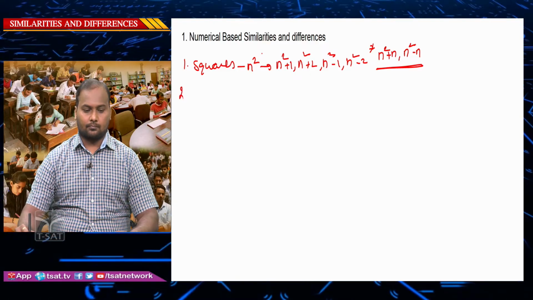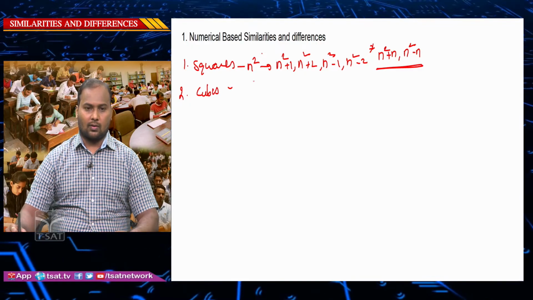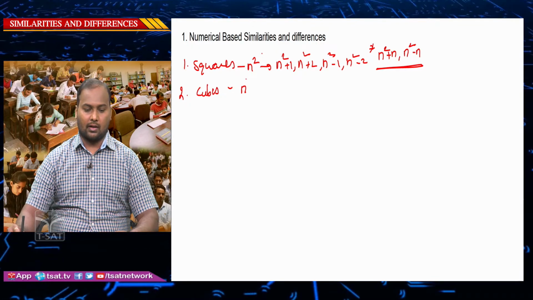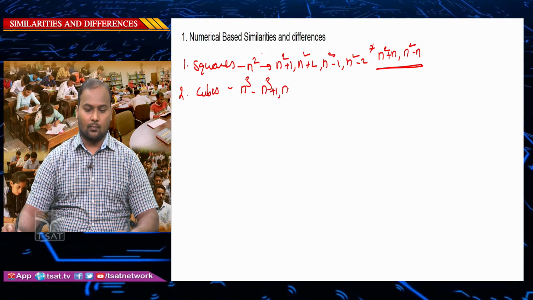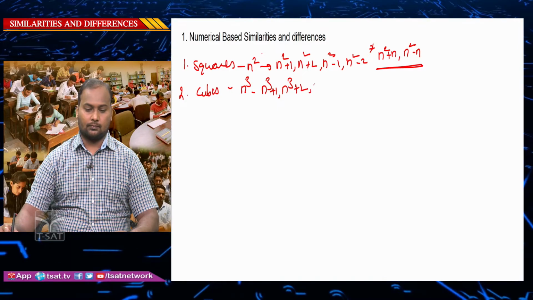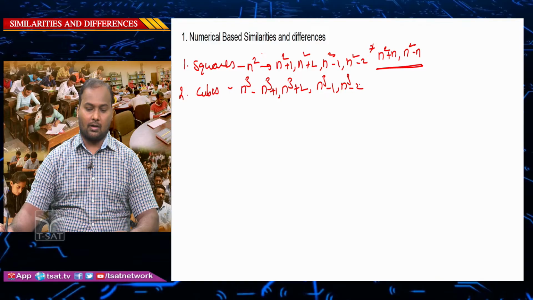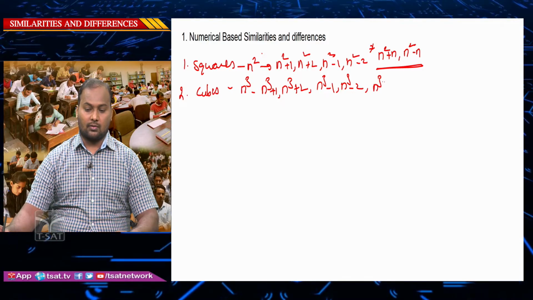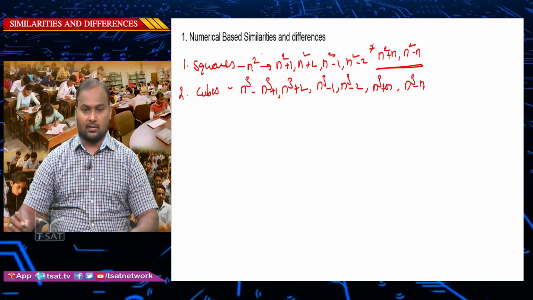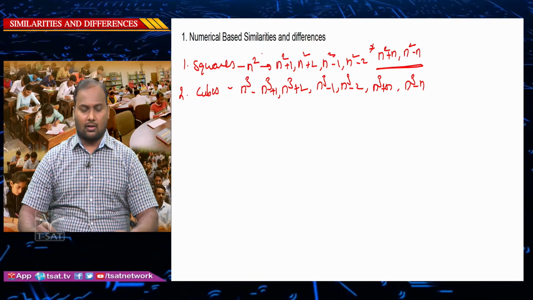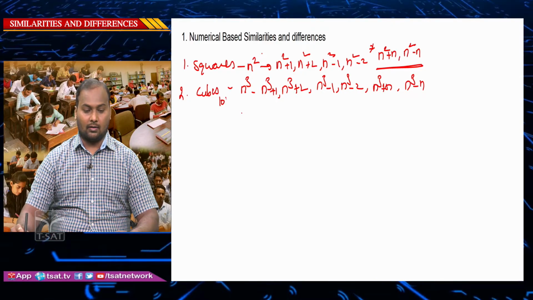After the squares, generally you can expect a question from cubes. So, what are the values near the cubes? Like n cube, or n cube plus 1, n cube plus 2, n cube minus 1, n cube minus 2. The most important are n cube plus n and n cube minus n. See, students should know at least cubes up to the value of 10. We should know till 10.